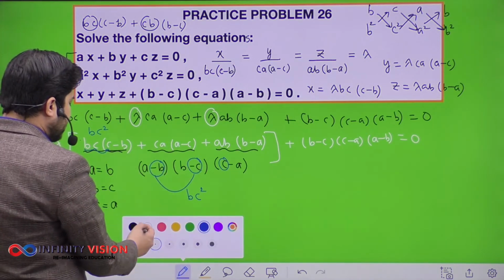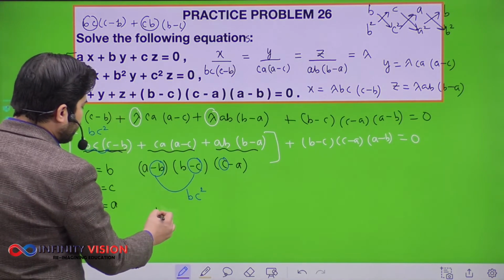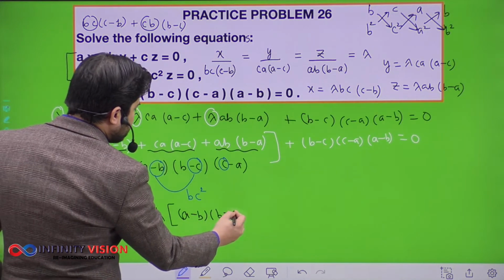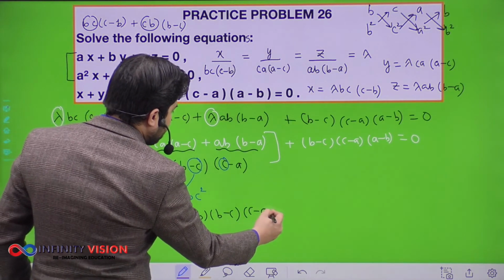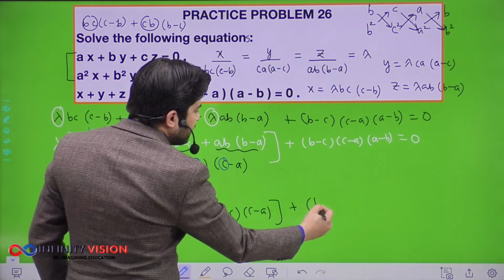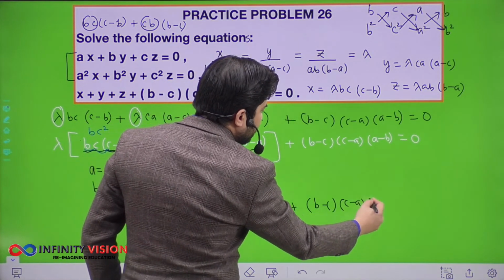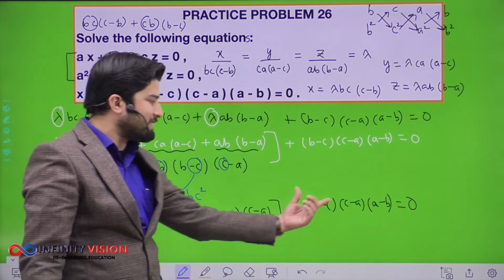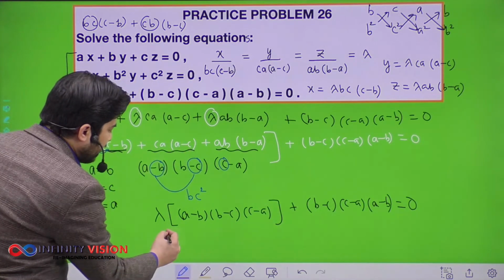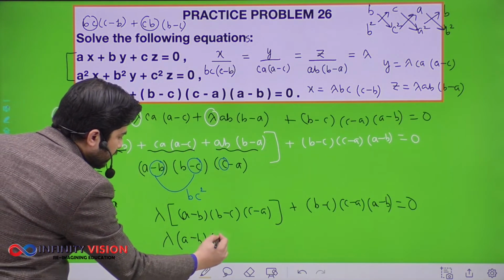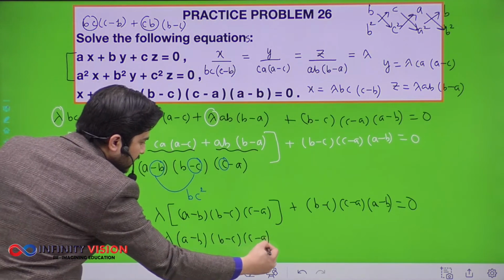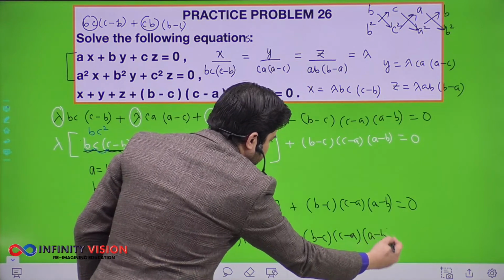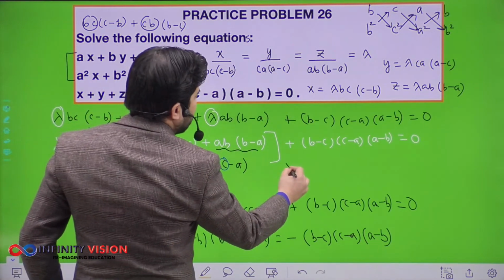So I can successfully say that the whole story can be broken as lambda into A minus B into B minus C into C minus A plus B minus C into C minus A into A minus B. Now you know lambda into the expression plus same expression equals to 0. So you can say lambda into A minus B, B minus C, C minus A equals to minus of B minus C, C minus A, A minus B, which suggests that lambda is going to be minus 1.